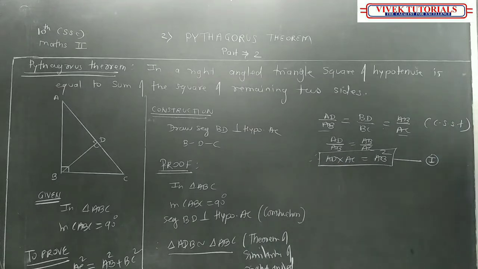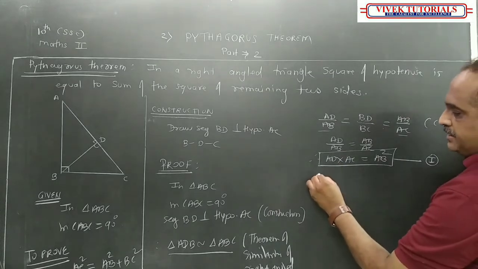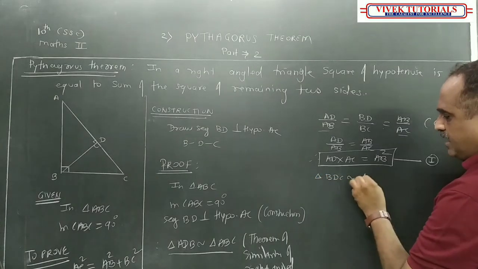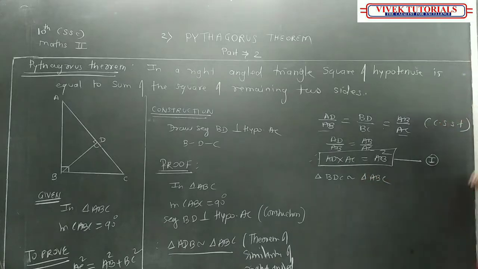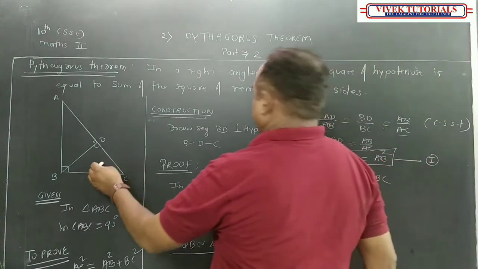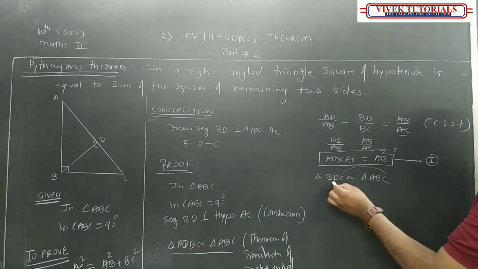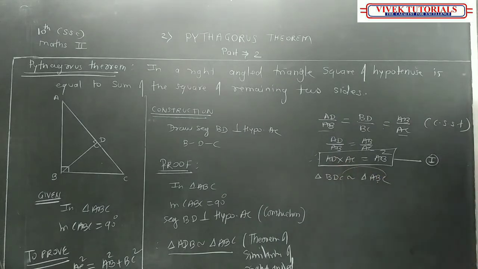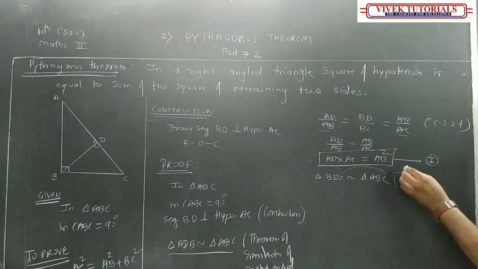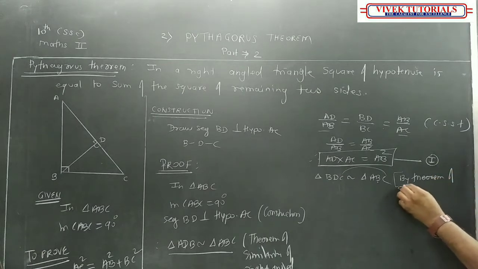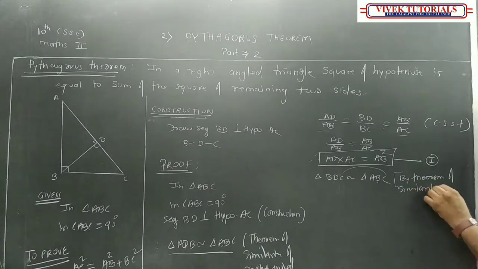Similarly, what I can write then? Triangle BDC is similar to triangle ABC. I told you, this triangle is also similar. So how you are going to make? C is the common angle and your D is 90 degree, B is by A test. Okay, so you are going to write what? By theorem of similarity of right angled triangle.